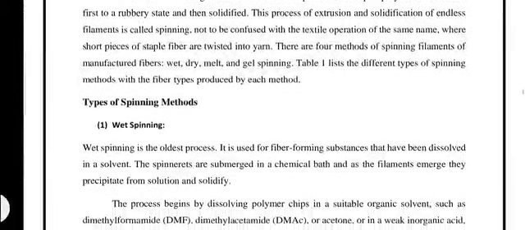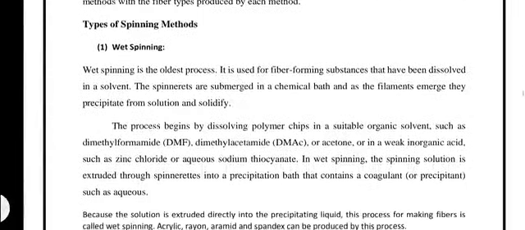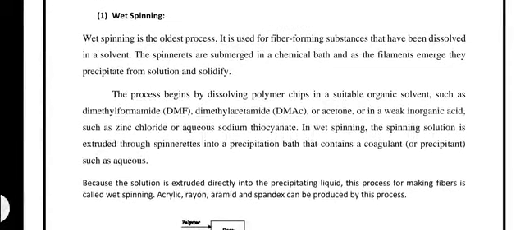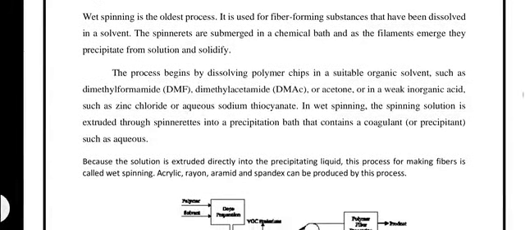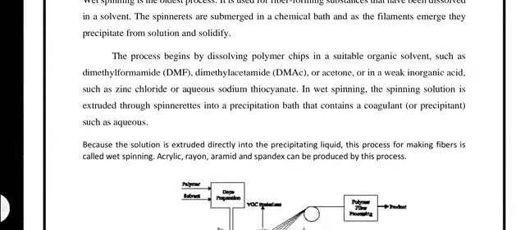There are four methods of spinning filament of manufactured fiber: wet, dry, melt, and gel spinning. The first one is wet spinning. Wet spinning is the oldest process. It is used for the fiber forming substances that have been dissolved in a solvent. The spinnerets are submerged in a chemical bath, and as the filaments emerge, they precipitate from solution and solidify.